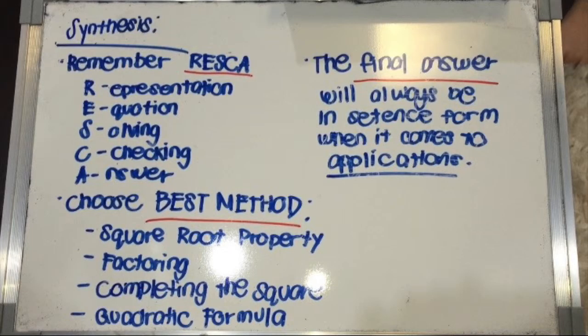Synthesis. Remember RESCA. R is for representation, E is for equation, S is for solving, C is for checking, and A is for answer. Choose the best method: square root property, factoring, completing the square, and quadratic formula. The final answer will always be in sentence form when it comes to applications.